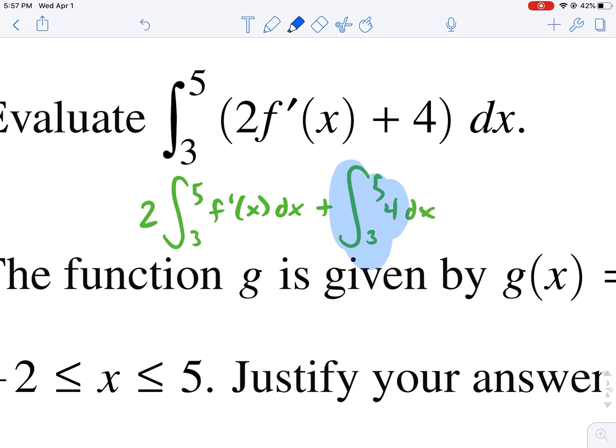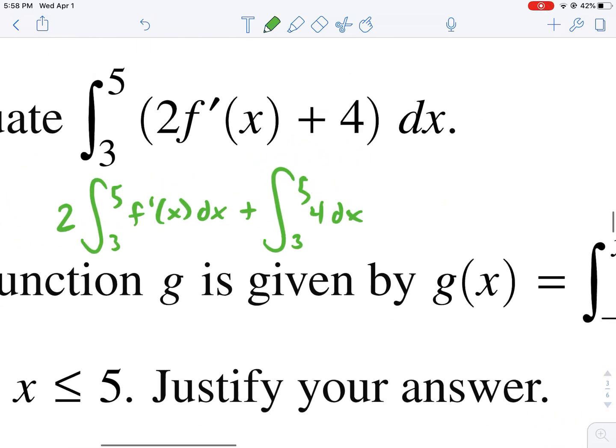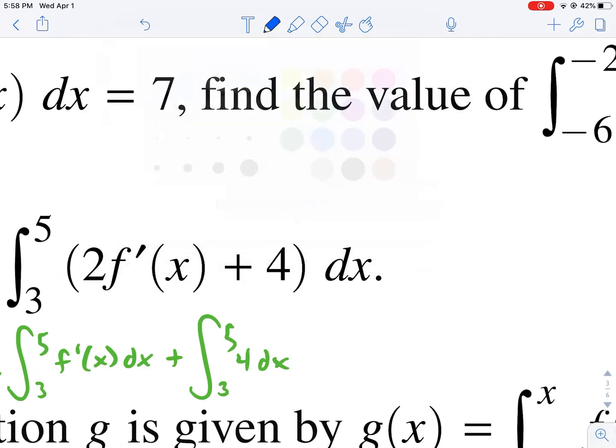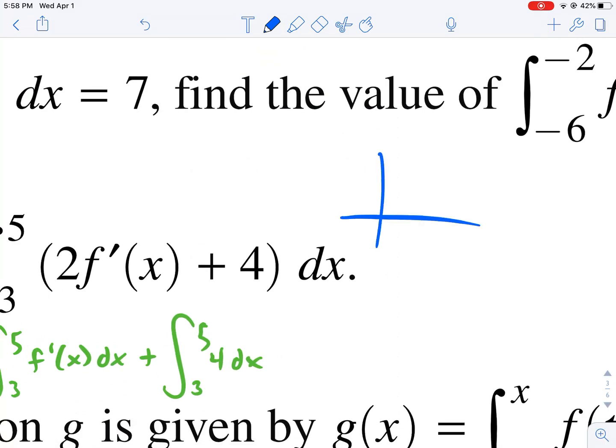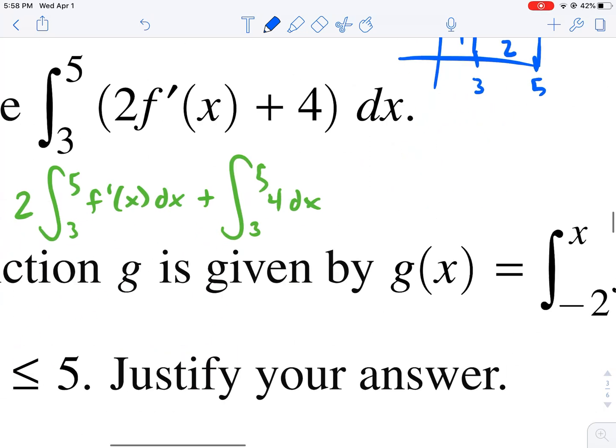And that's nice because this is just a constant. So you can either do the antiderivative, which is 4x, and then plug in the upper bound and lower bound and subtract, or know that graphically that's going to form a rectangle, because if we have a graph of y equals 4 from 3 to 5, here's 3, here's 5, here's y equals 4, you just get this rectangle and do the area under the curve. That's a height of 4 with a base length of 2. So that integral equals 8.